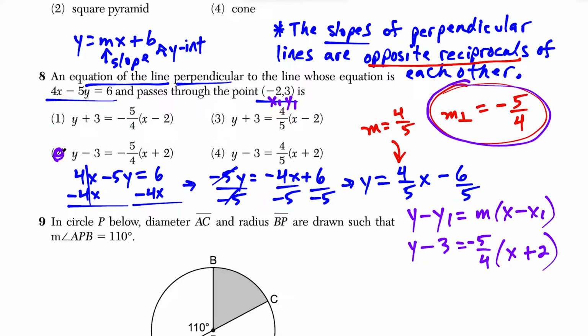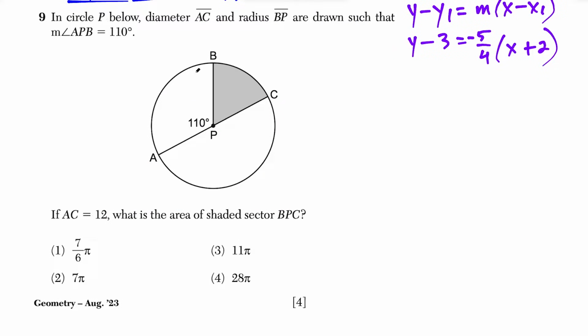Question 9, in circle P below, diameter AC and radius BP are drawn such that the measure of angle APB is 110 degrees.